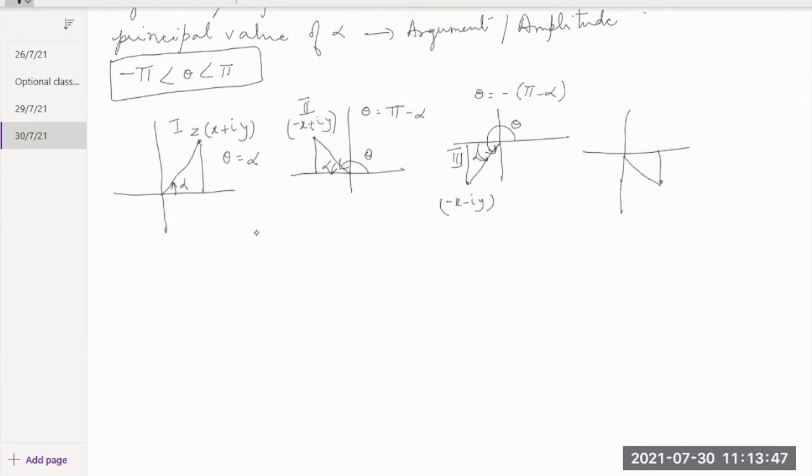This representation is going to be how? Positive x, but negative y. I am now in the fourth quadrant. Keep that in mind. This is my z over here.